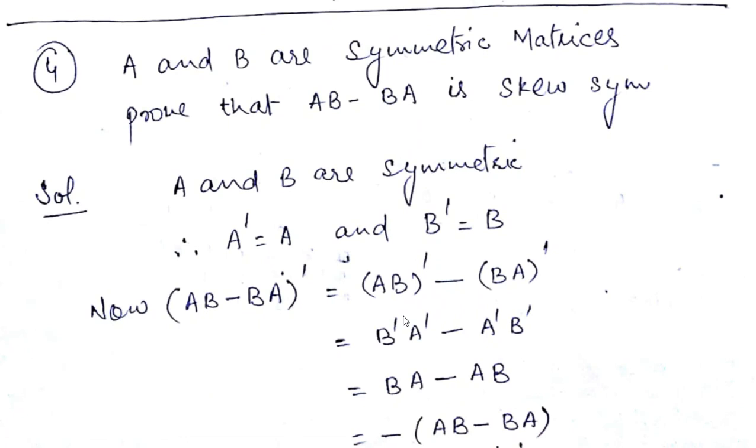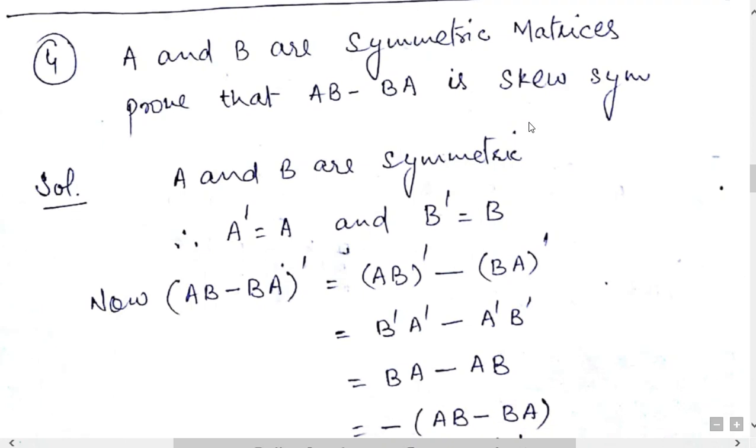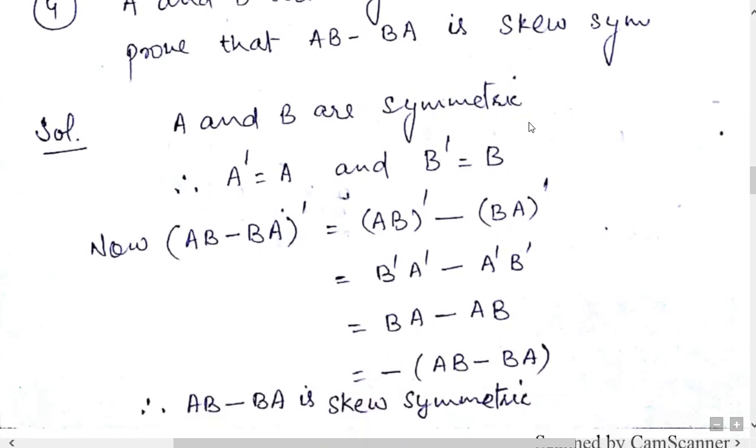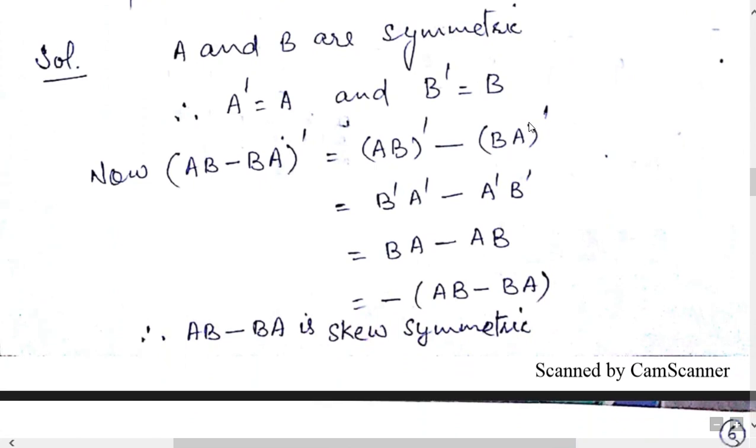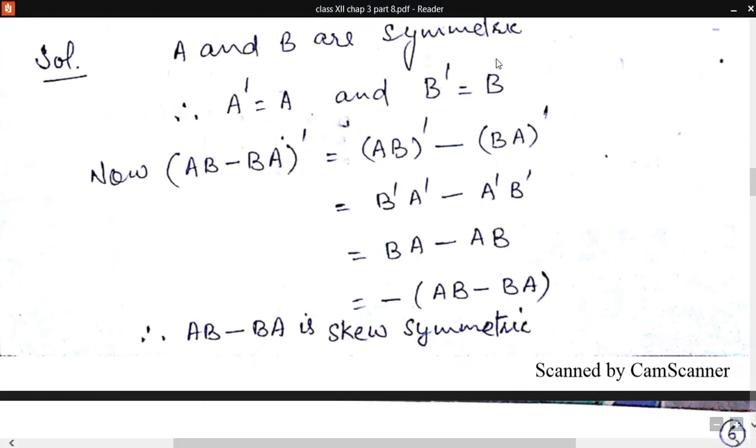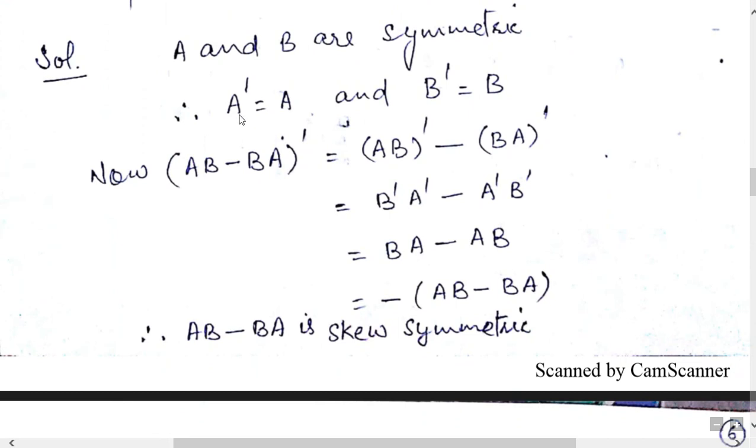Let us start with question number 4. A and B are two symmetric matrices and we have to prove AB minus BA is skew-symmetric. You can prove this by using an example also. In one of my questions in the previous videos, I explained this statement using an example. But you can start with the statement also. A transpose is equal to A and B transpose is equal to B. Now let us try to find (AB minus BA) transpose.